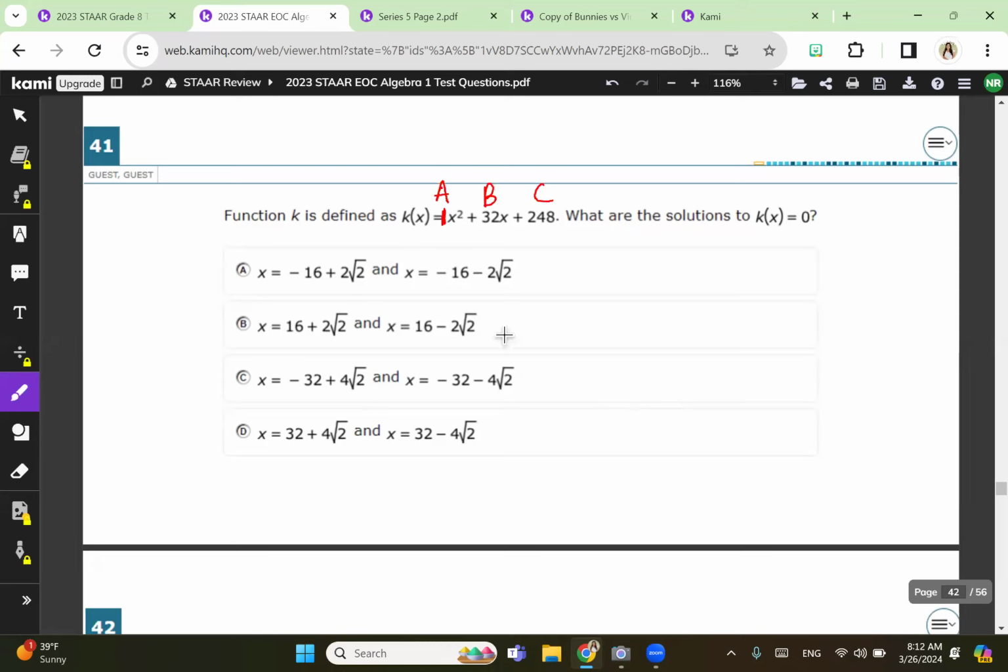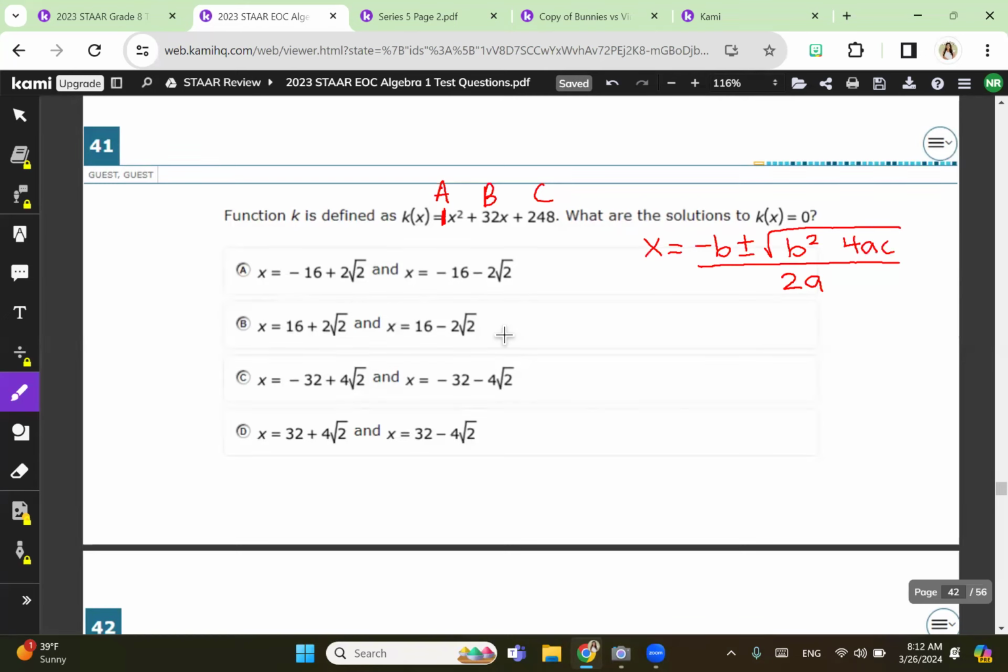B, C. Quadratic formula is on the formula chart. It is X equals opposite of B plus minus the square root of B squared minus 4AC all over 2A.